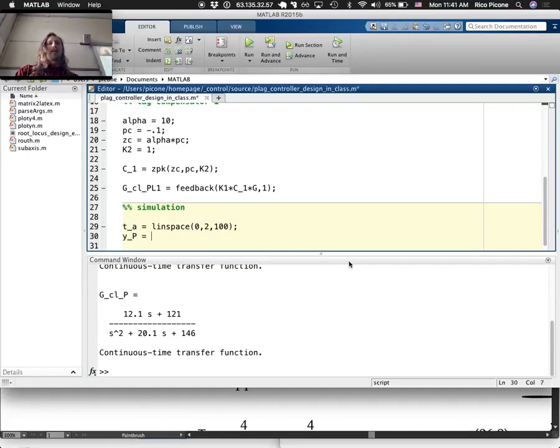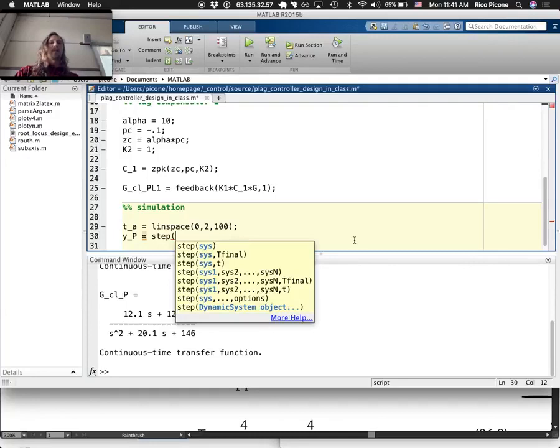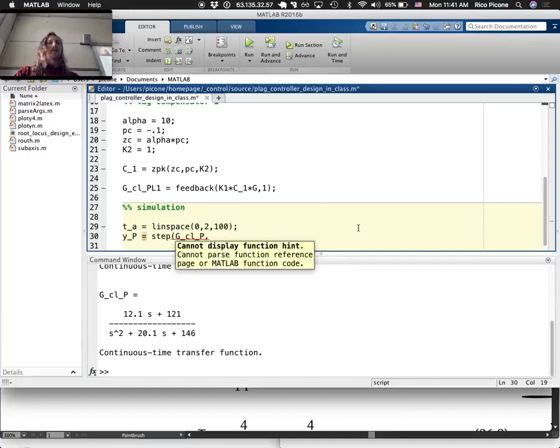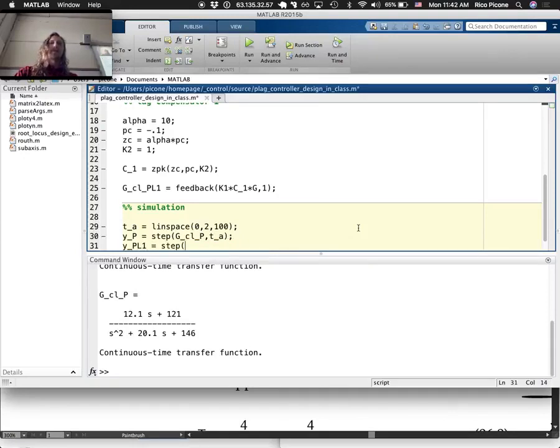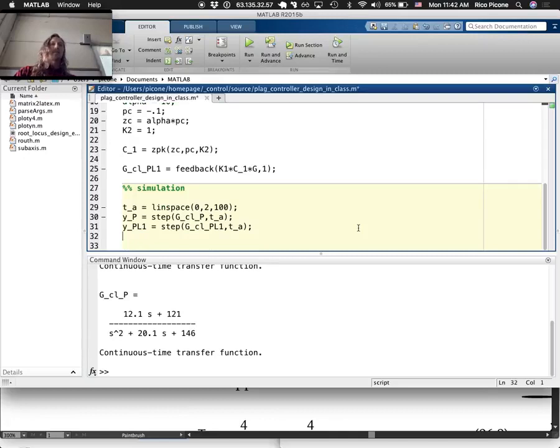YP is equal to step of the closed loop system, so G closed loop for our P controller, and then our time array. And then we have also our proportional lag controller step response, the same syntax again. So those are our two step responses.